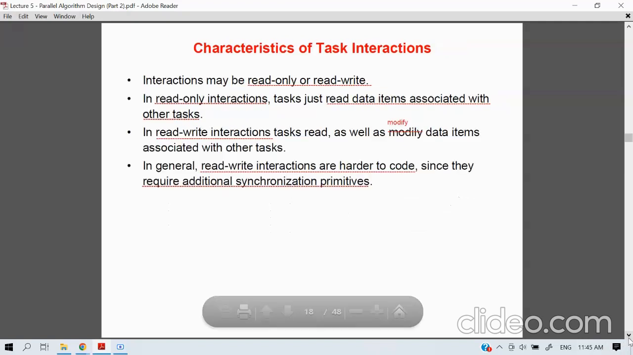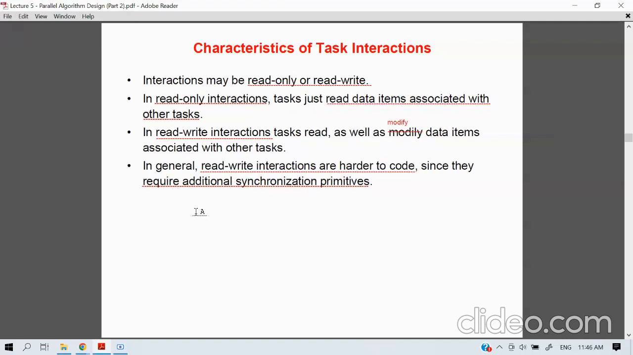Alright, so next one. Interaction may be read only or read write. When we talk about interaction, what kind of interaction happens between the tasks? Either read only or read write. In read only interaction, the task just reads the data, as usual. How about read write? Maybe it can read and also write or modify. In this case, modify what? The data items inside the task or with other tasks.